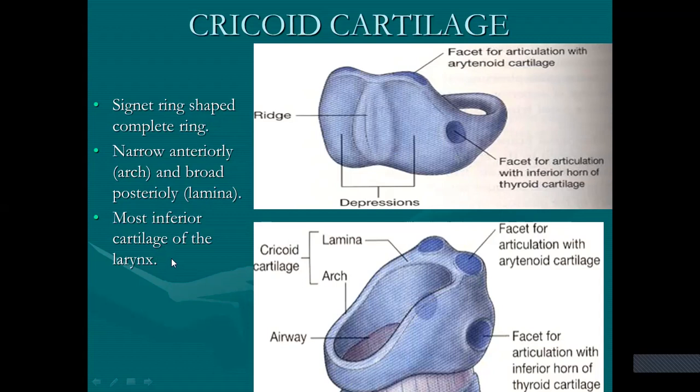It is the most inferior cartilage of the larynx. So obviously, the arrangement is like epiglottis, thyroid, and cricoid cartilage. So it is the most inferior cartilage of the larynx. So I told you this is the lamina of the cricoid cartilage and this is the arch of the cricoid cartilage. Okay. And we have facets for the articulation with the arytenoid cartilages here. Facet for articulation with the arytenoid cartilage.